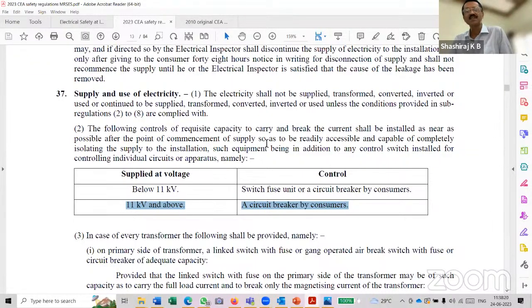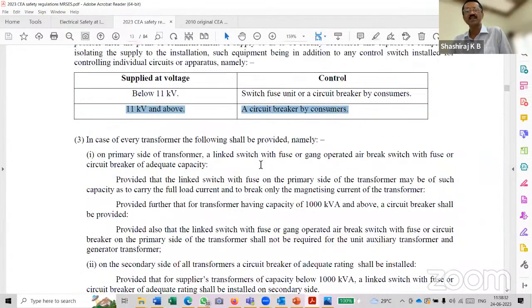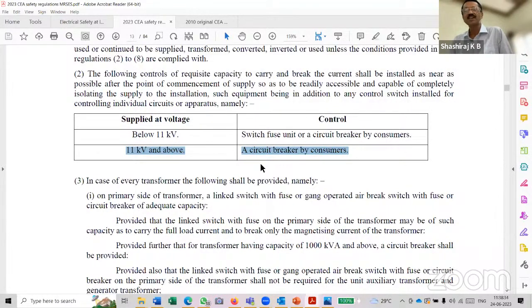Well, regulation 37 has to be read entirely from 37.1 to 8, and then only it is applicable to most of the installations. Very clearly, 37.2 states that it is at the point of commencement of supply, and it also says that it is to be provided by the consumer. Obviously, it goes without saying that it is applicable only to consumers, and based on voltage only, the requirement of primary protection is to be provided. Obviously, this 37.2 does not apply to DISCOMs.